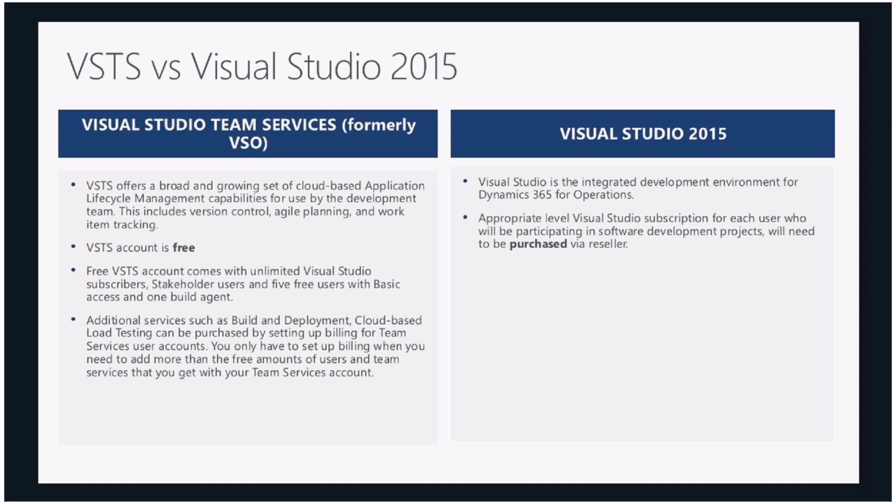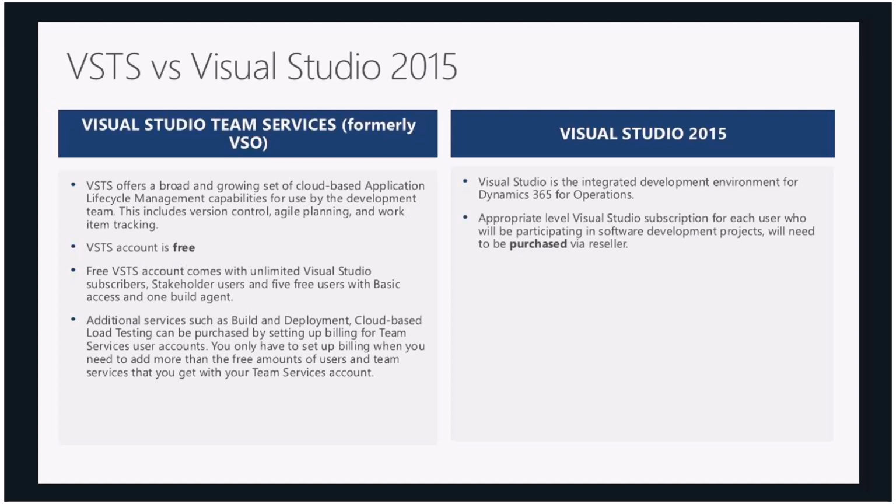In the case of Visual Studio Team Services, the account is free. You can sign up for it free. The free VSTS account comes with unlimited stakeholder users, 5 basic users, unlimited Visual Studio subscribers, and most importantly, 1 build agent. When I say stakeholders, I mean the users who need to add and edit work items and bugs, and view the dashboard. Basic users are the ones who will need to access version control, continuous integration, agile planning, etc.